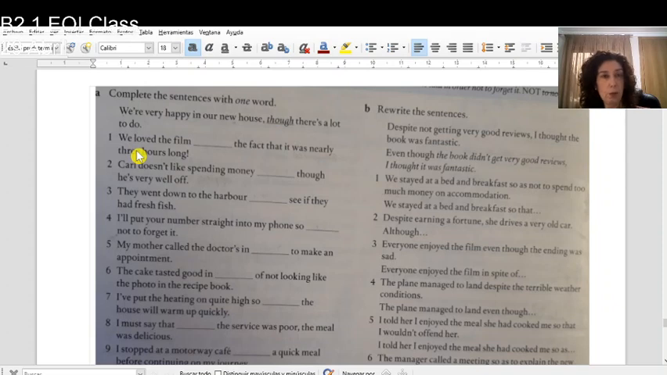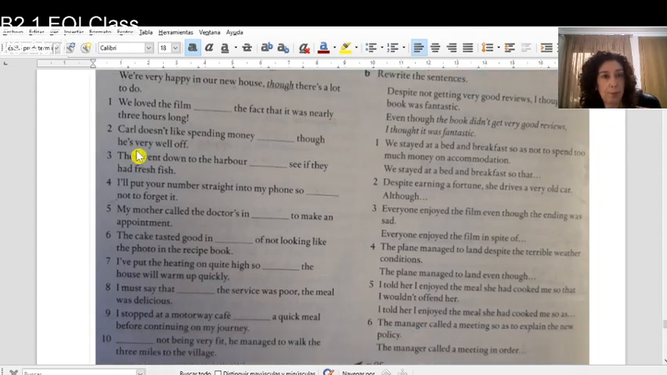Would you like to do it together, number one and two? Well, let's see. We loved the film. The fact that it was nearly 3 hours long. Nos encantaba la película, a pesar de que casi duraba 3 horas. Está the fact that más una oración. ¿Qué será?